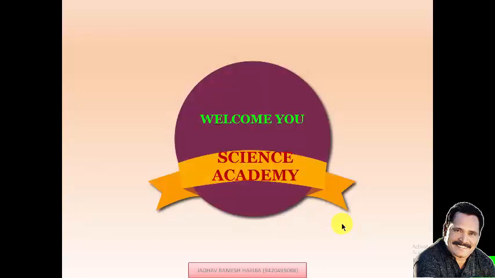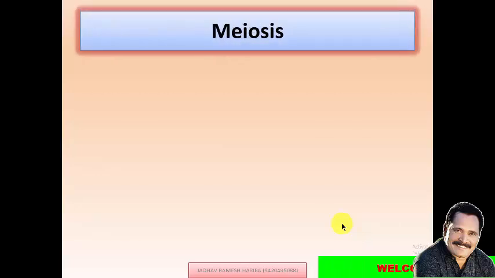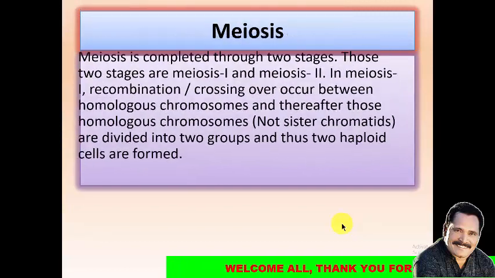Hello friends, in the last video we have seen an essential life process of cell division, that is mitosis. Today we are going to study the next cell division, which is also very important for the existence of living organisms on the earth, and that is meiosis.